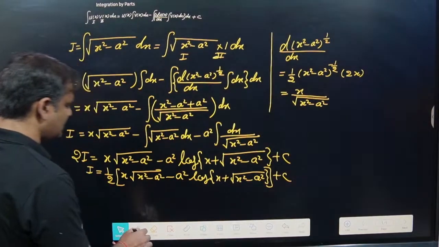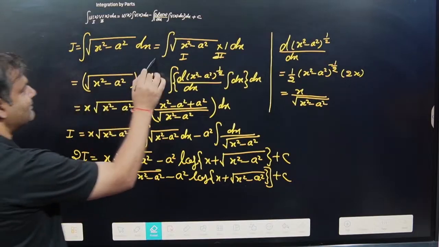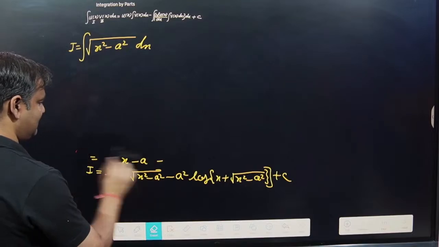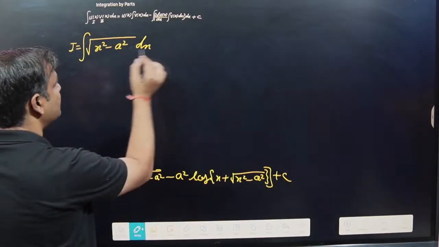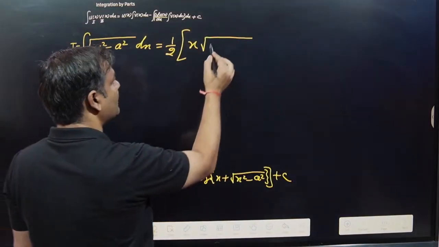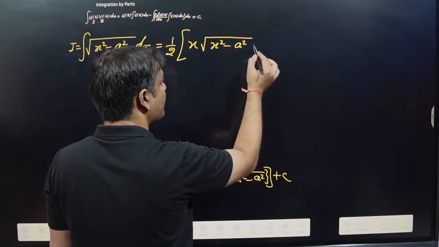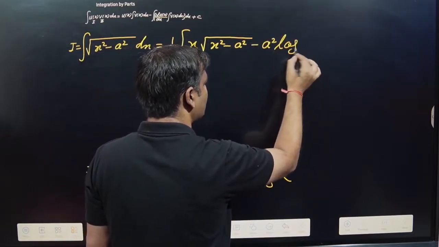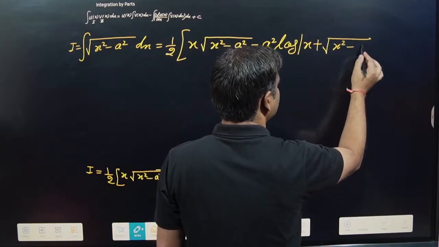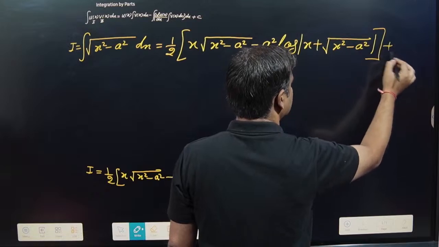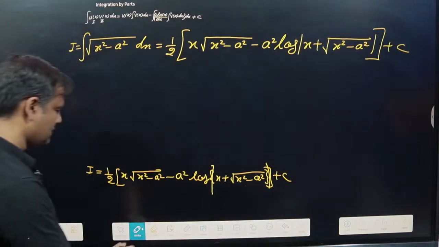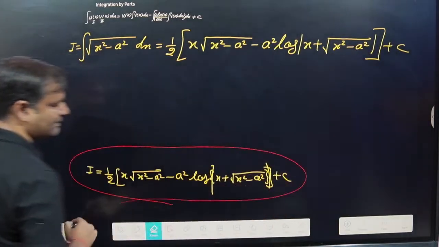So finally, you can say that this one is 1 by 2 in bracket x under root x square minus a square into log of modulus of x plus under root x square minus a square plus c. This is the formula basically, and this is the mod value basically. Okay. So how can we apply it?